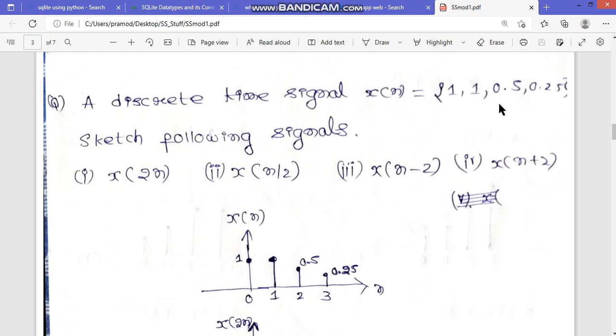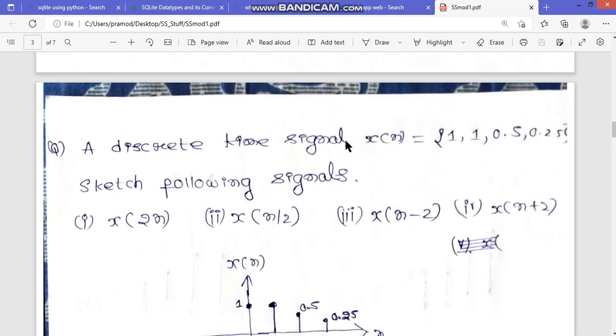If they had given some arrow mark here, this would be your 0th sample, and this is minus 1, this is minus 2, and this will be plus 1. In this case they haven't mentioned any arrow mark, so your signal starts from 0. When you look at n, the given signal is in discrete time. When the value of n is 0, your amplitude value is 1. When n is 1, your amplitude value is 1. When n is 2, your amplitude value is 0.5, and when n is 3, your amplitude value is 0.25.